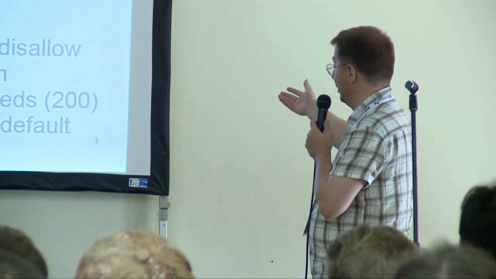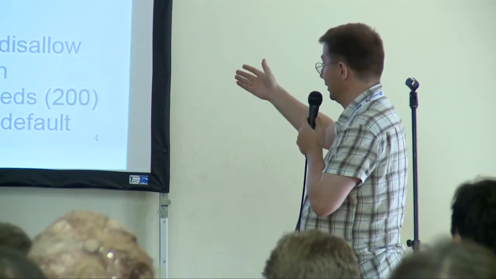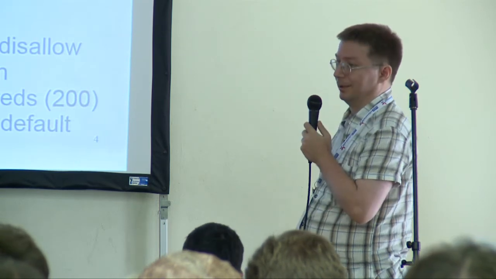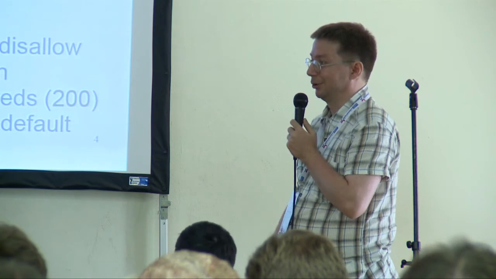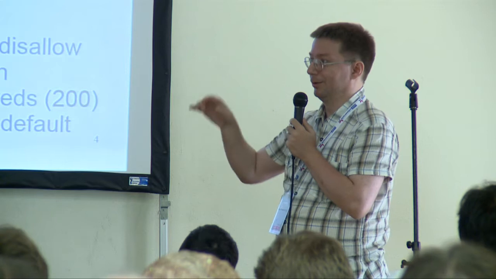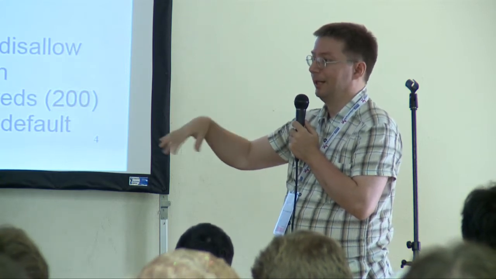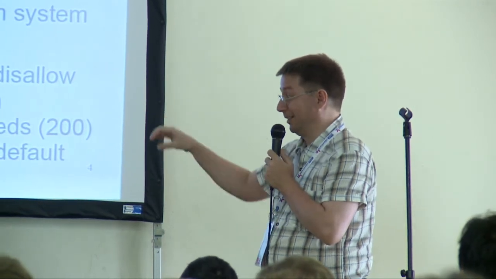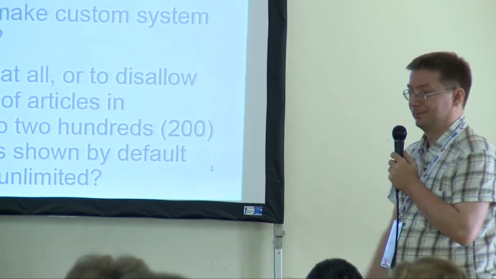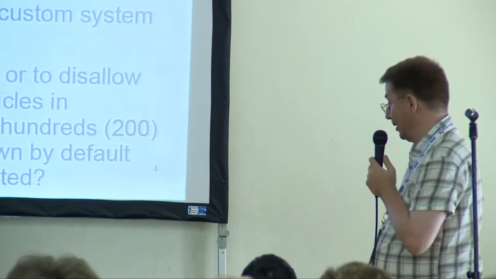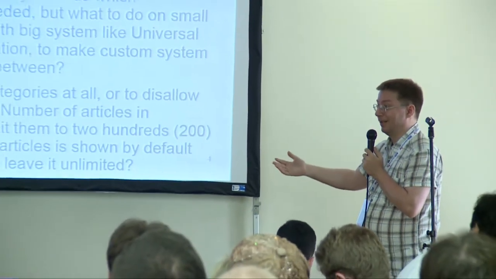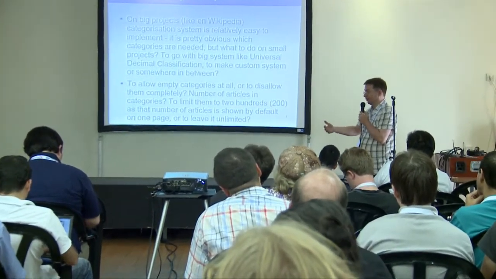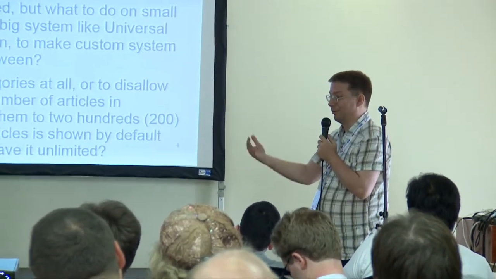To allow empty categories at all, or to disallow them completely. The number of articles in categories: to limit them to 200, as that is the number of articles shown by default on one page, or to leave it unlimited. Because there were situations on some projects where you went to some top category and then traveled downward the tree to the leaf where the articles are, and a few categories, two or three, in the middle could be empty. Is that sensible? Well, in the long run it is, but what message do new users, who came to Wikipedia for information, get if they find empty categories?